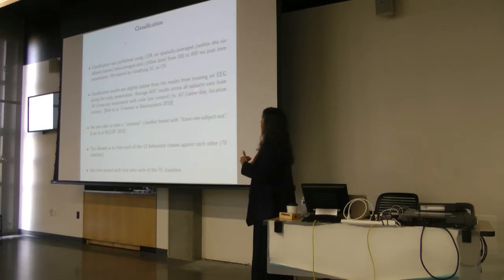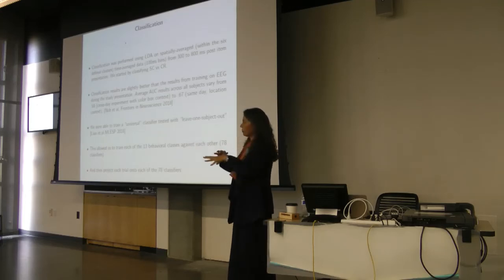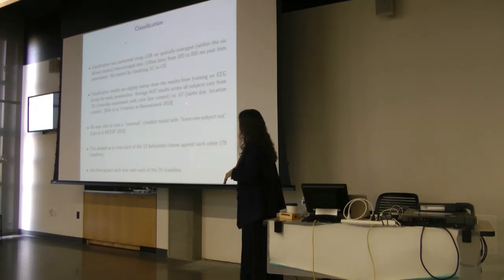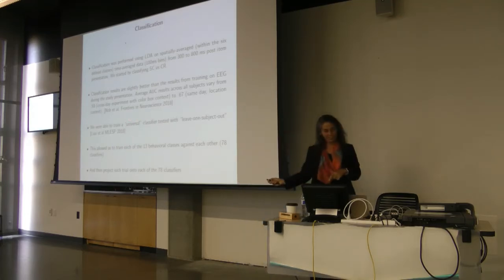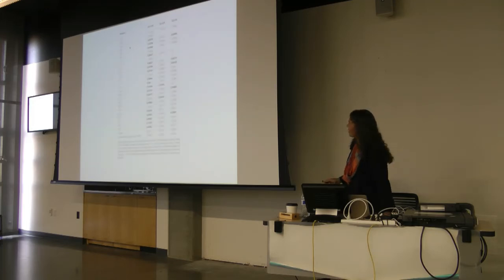Classification results are slightly better than you get from training on the training data. So when you're using this data at test time, you can do a little bit better than when you use the data from training time. Again, you're not perfect. Average AUC results across all subjects varied from 0.59. They also had some experiments where they brought subjects back a second day, and we're a little lower on those. Again, the electrodes are probably in slightly different places. We're actually able to train a universal classifier, which you'll see. This also allows us to train the 13 behavioral classifiers against each other, which you're going to see in a second. Some of this slide is a little out of order because I added extra stuff.